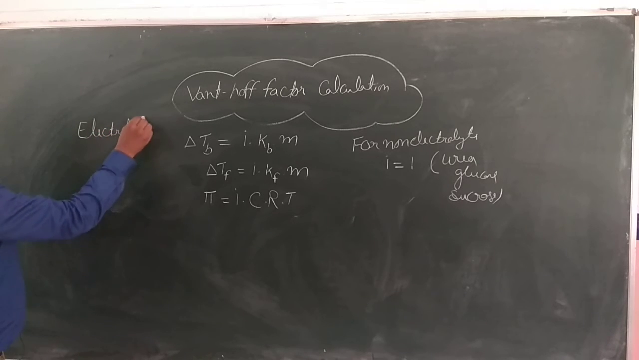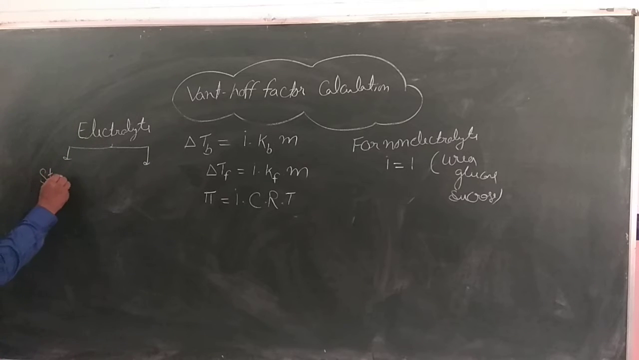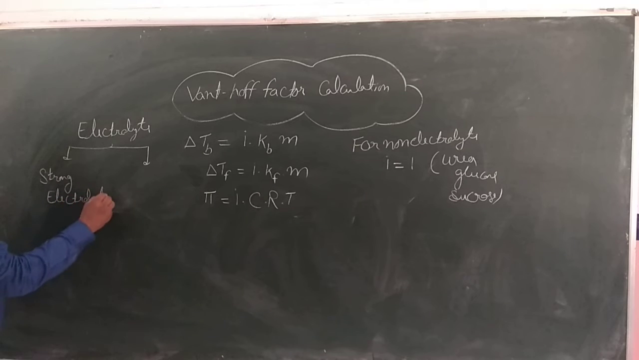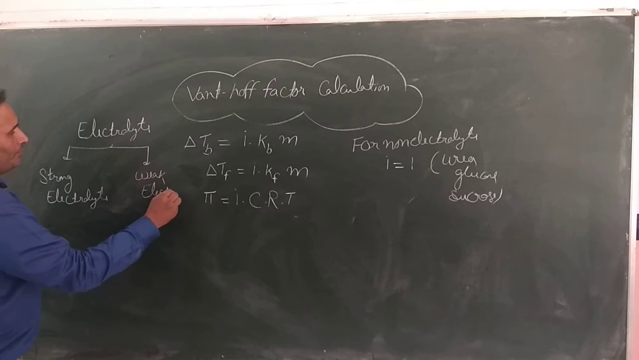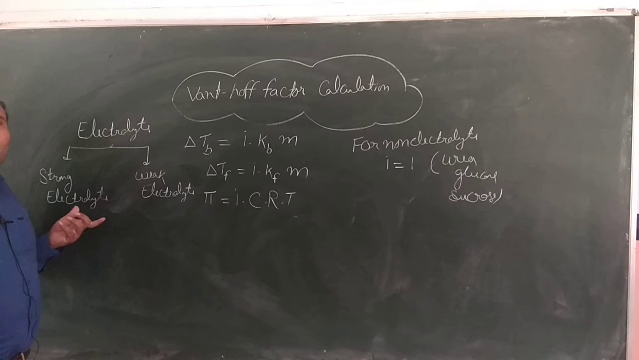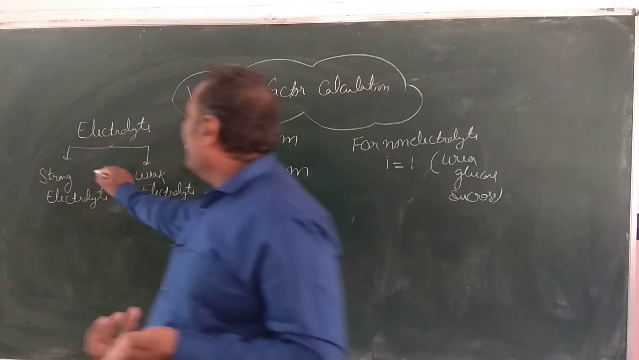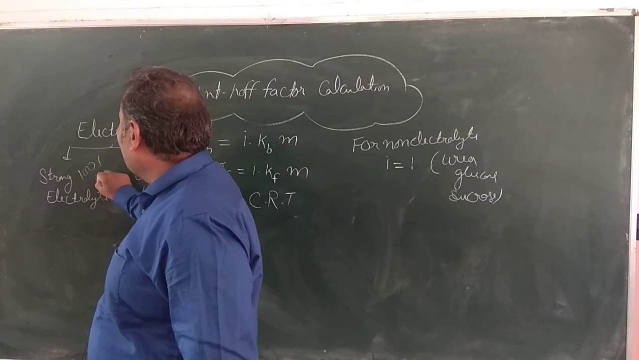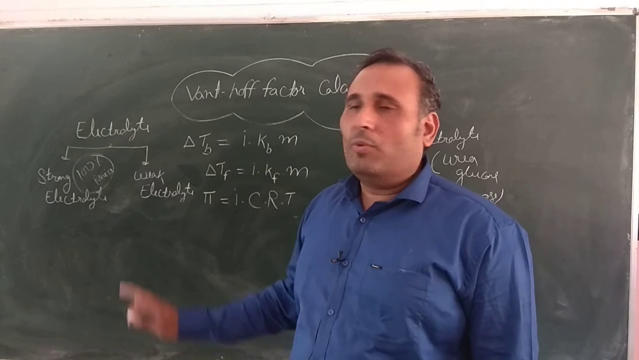Electrolytes can be of two types. First one is strong electrolyte, and second one is weak electrolyte. Now what is a strong electrolyte? A strong electrolyte is a substance which is 100% ionized, means its degree of dissociation is equal to 1.